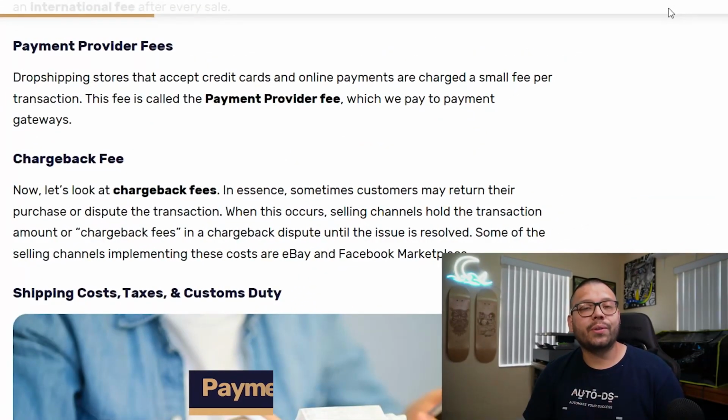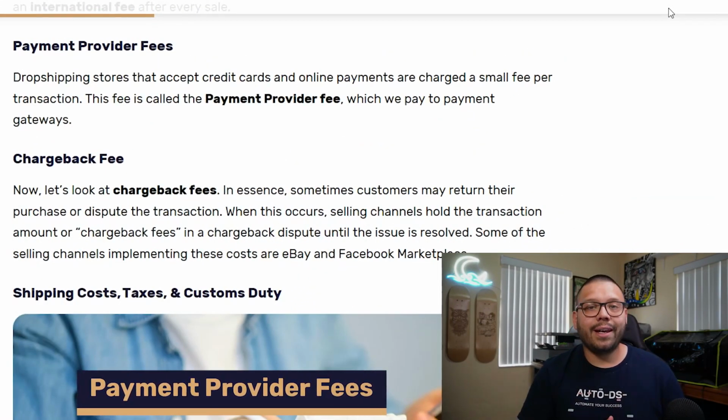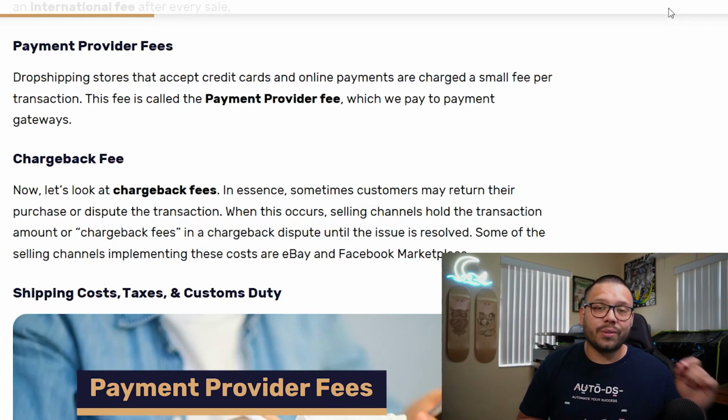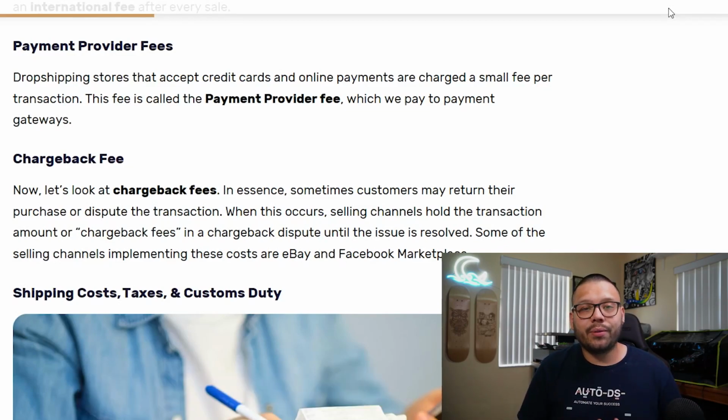Payment provider fees are also another fee that you're always going to have to be mindful of, and these are also going to come in the form of small percentages. So every single time that you charge somebody or somebody pays you through a credit card or a debit card, then this is when that fee is going to apply. If somebody pays through, let's say, PayPal or Western Union or something like that, then this fee won't apply.